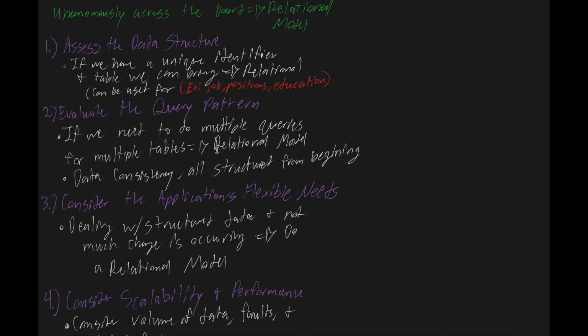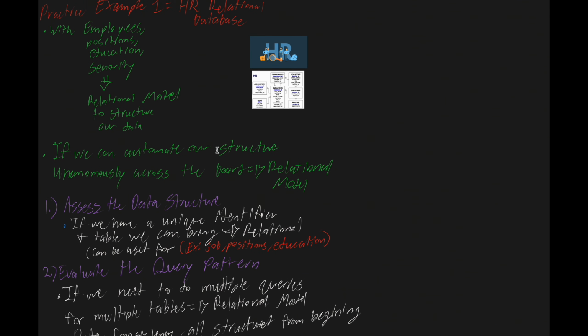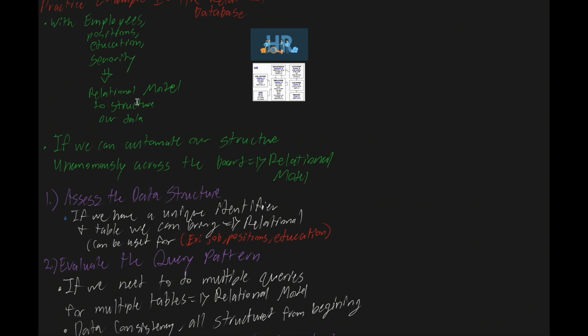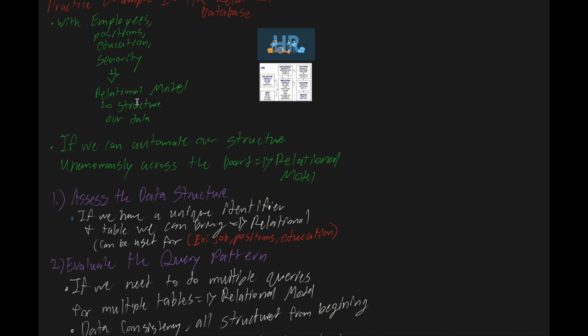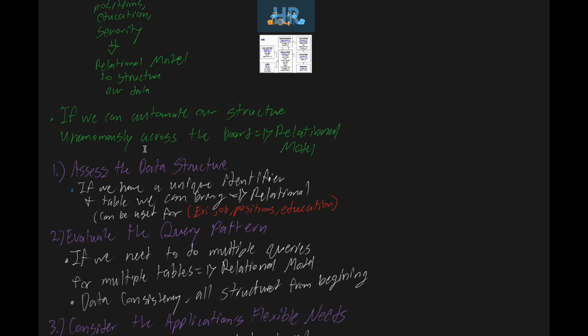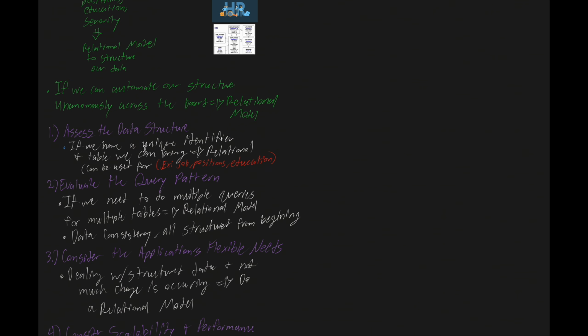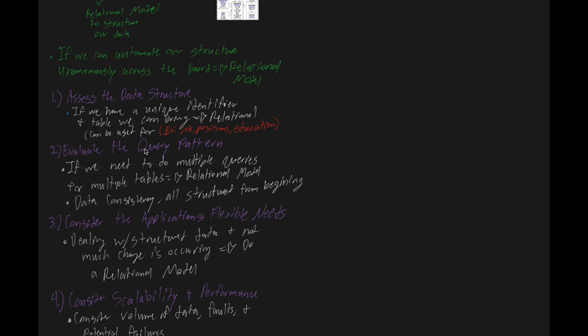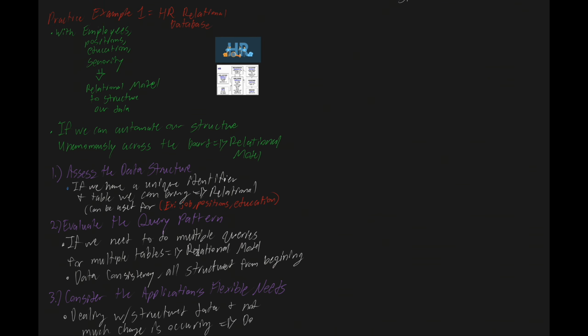So yes, in order to implement our structure, we also need to understand, can we make a table out of this? Is it going to be consistent data? Will nothing really change that much? We need to assess the data structure, evaluate the query pattern, and consider the application's flexible needs. If greater flexibility is needed, we'll use the document model. If it's already structured, we'll use a relational model. And then we will have to consider the scalability and performance as well.